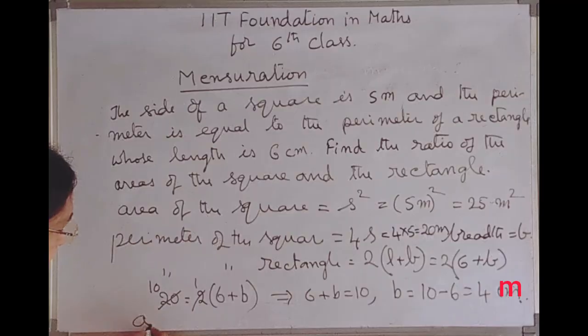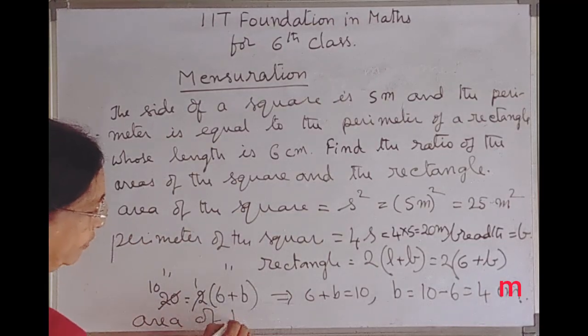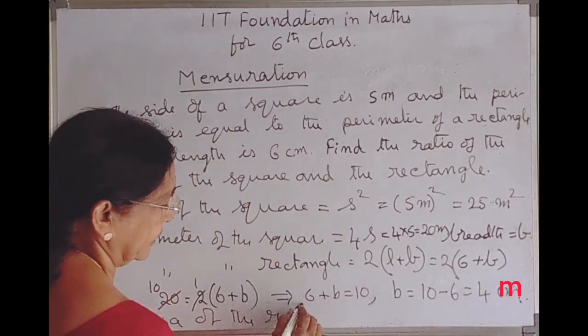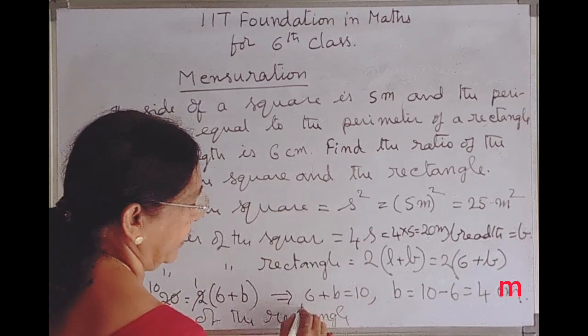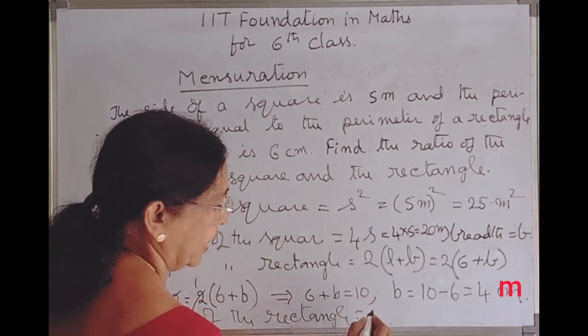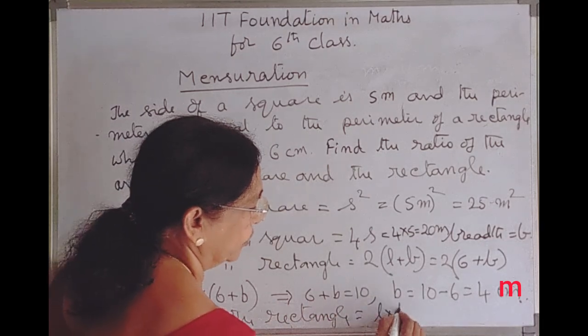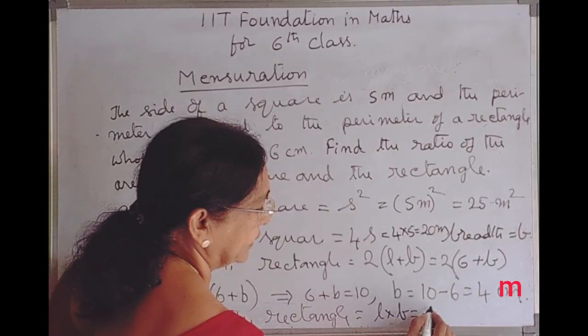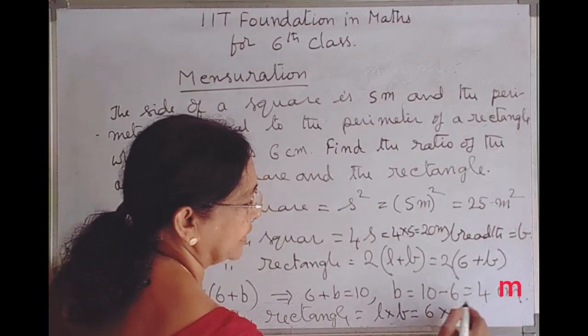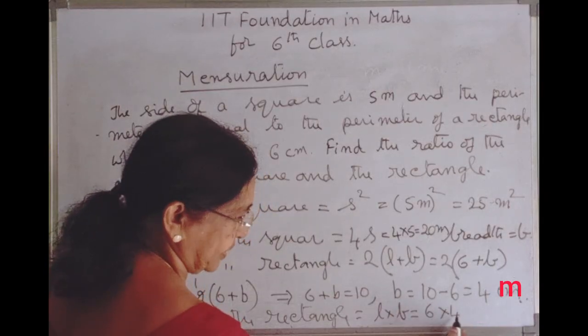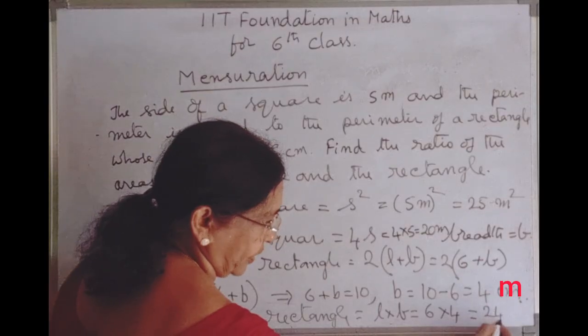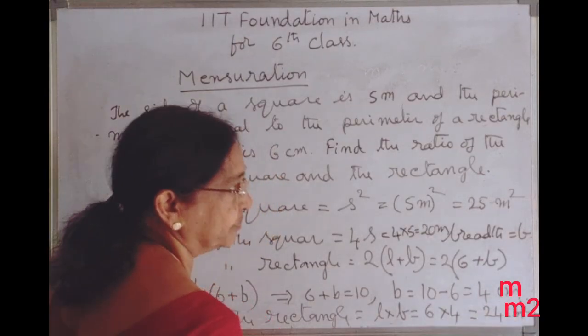Therefore, the area of the rectangle is equal to L into B. Length is 6 centimeters and the breadth is 4 centimeters. Therefore, 6 fours are 24 centimeter square.